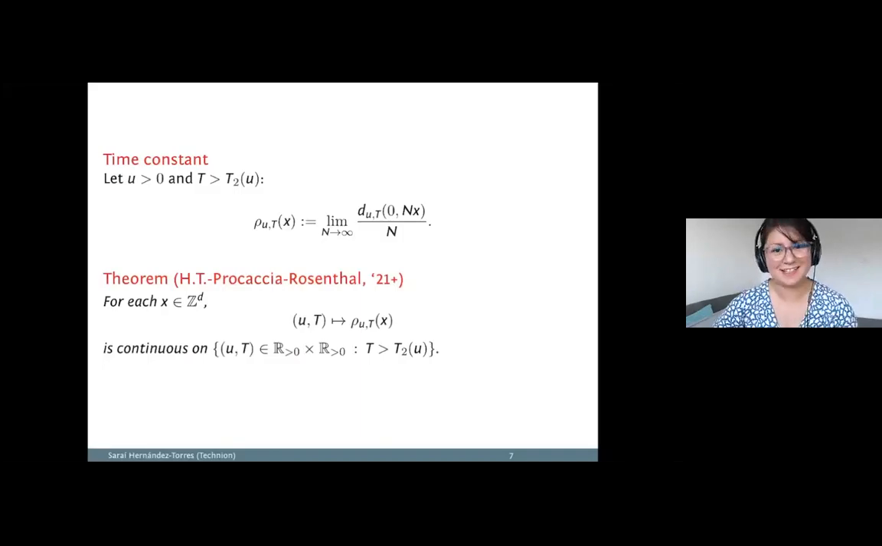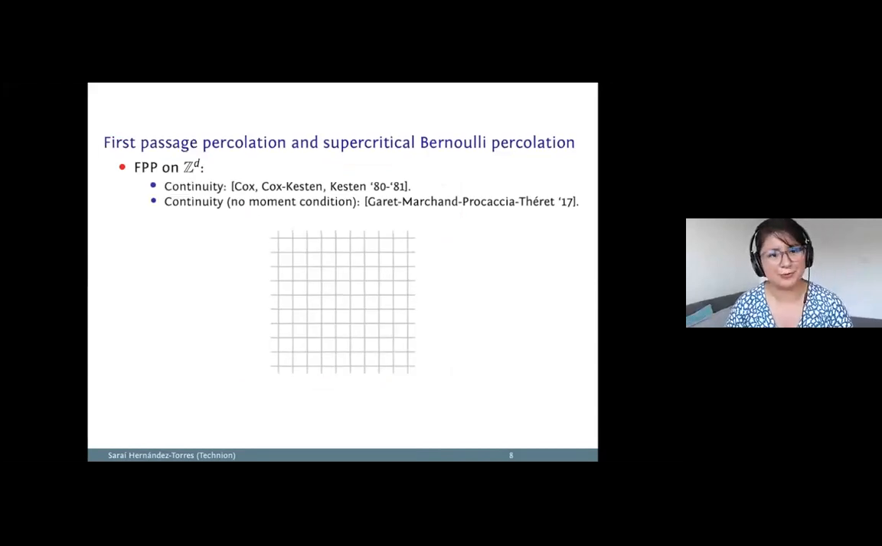Okay, so this is the theorem of today. So I have here the definition of the time constant. And again, this is for T larger than the second critical parameter. And if we are on this right domain, then the time constant is continuous as a function of U and T. So of course, this is not the first time that the time constant has been considered.